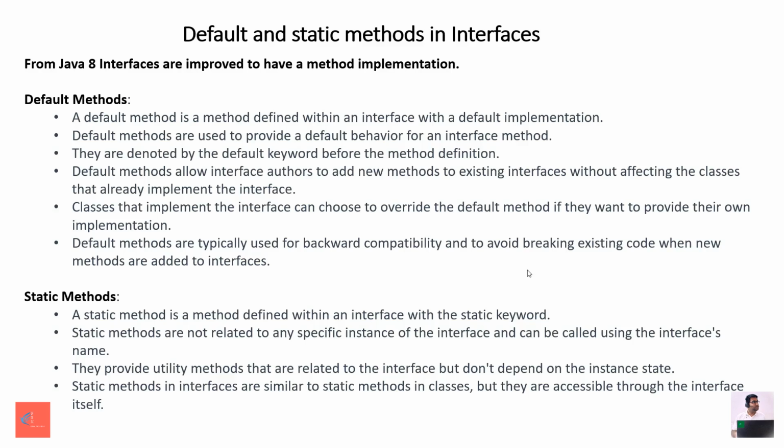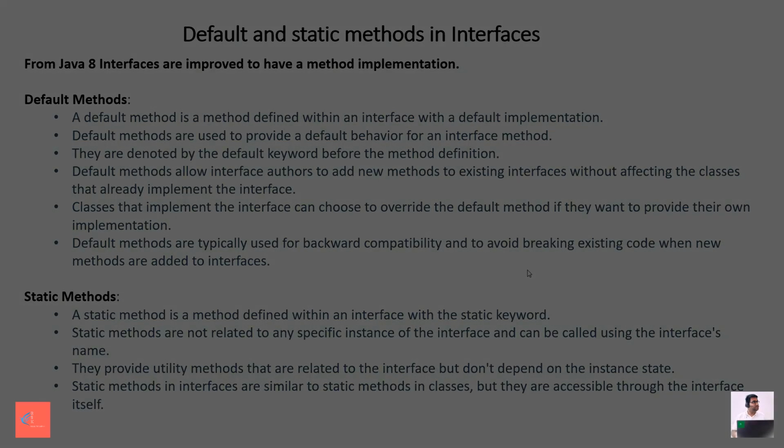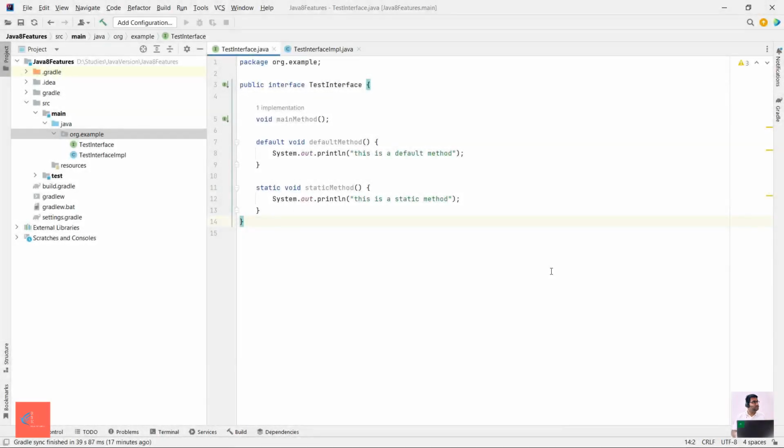Now let's see some code examples for these two features. So friends, let's see the example of default method and static method. This is an interface named test interface. This is the abstract method, which is a normal interface method. And here we can see our default method. The default method uses the keyword default.